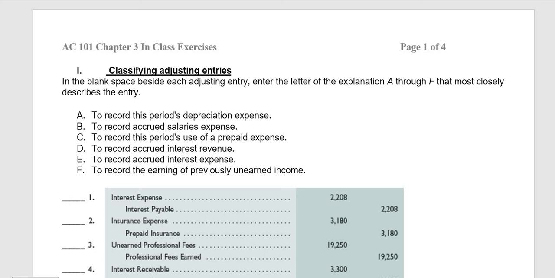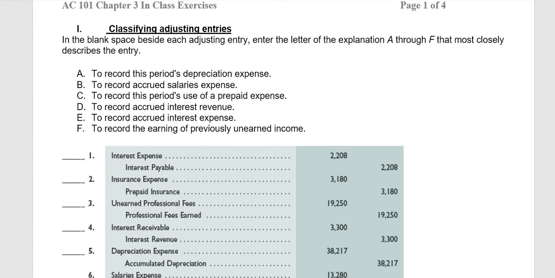Well, now we're going to work through how to solve some of these problems associated with accruals and deferrals. So let's get rolling here. Number one, classifying adjusting entries. We're going to look at each of these entries and decide what flavor it is. Let's go from here down.